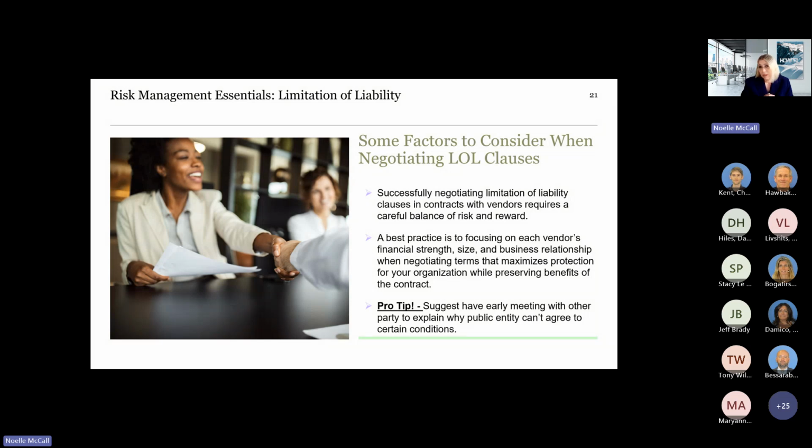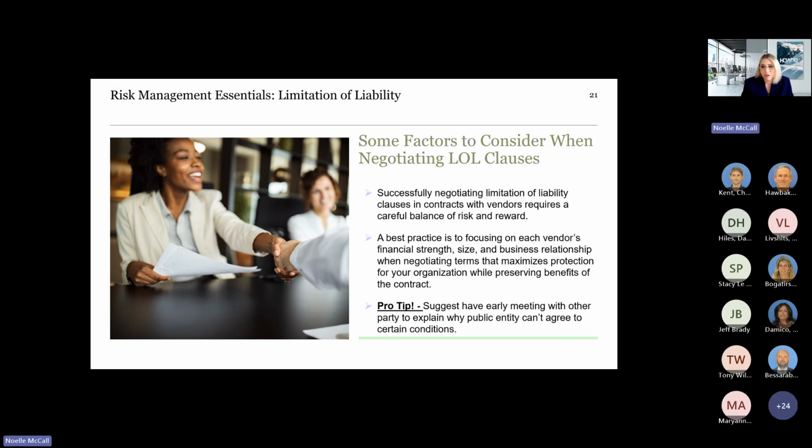Some other factors to consider when you're drafting and negotiating these clauses. Successfully negotiating LOL clauses in contracts with vendors requires a careful balance of risk and reward. So I picture a teeter-totter, if you remember those from when you were a kid. You try to balance the risk on one end with the reward, if possible. A best practice is to focus on each vendor's financial strength, size, and their business relationship with your public entity when you're negotiating terms to help maximize protection for your organization while still preserving the benefits of the contract.